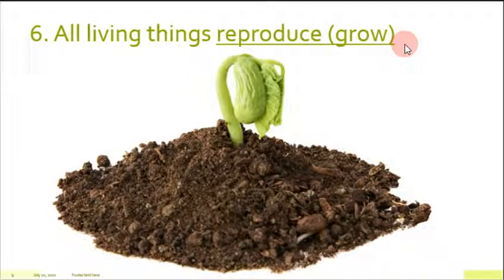Number 6, all living things reproduce and grow. So the DNA point had the reproduction part in there, but we're seeing here reproduction in the sense of growing, because even though this plant right here, it's growing, it's reproducing its own cells. Okay, it's like our skin cells are constantly reproducing. It doesn't necessarily have to do with making babies. It has to do with reproducing cellular tissue.